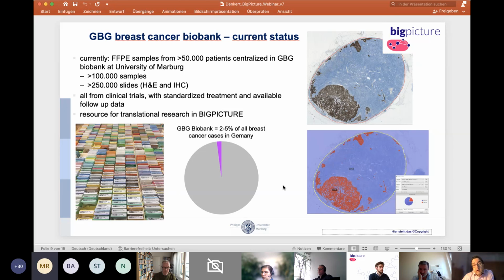And we are collecting approximately 2 to 5% of all breast cancer cases in Germany in the GBG Biobank. This is a very important information because I'm always explaining this to my colleagues at the other pathology institute. We are not monopolizing research. This is just a very small section of the resources. So there's enough breast cancer tissue left in the Institute of Pathology to do their own research, but for the clinical trials, it's much more valuable if this is centralized in a central biobank and can be used by many groups for their translational research projects.